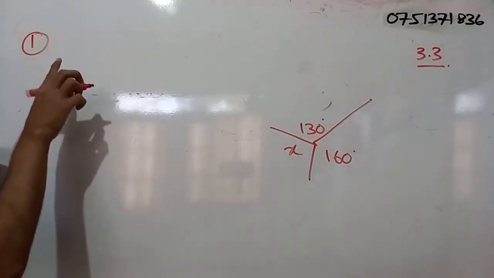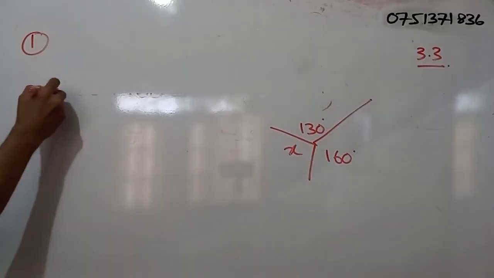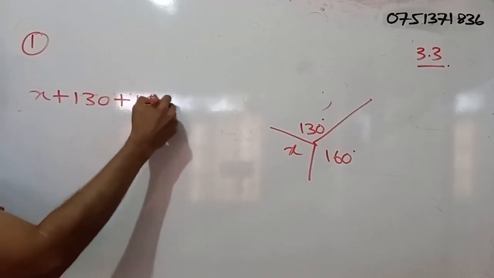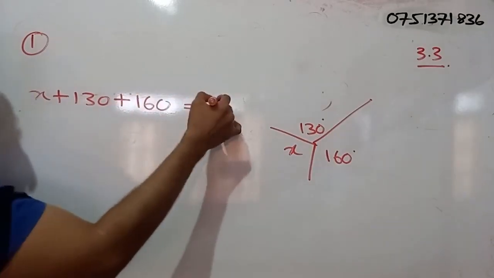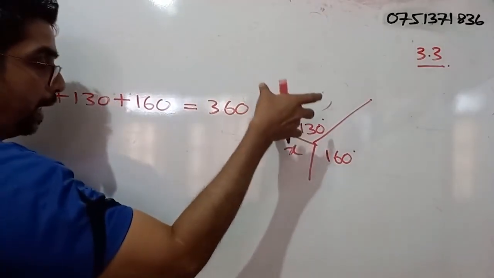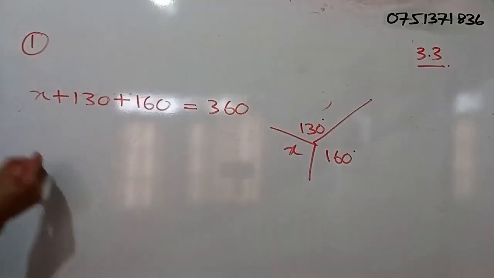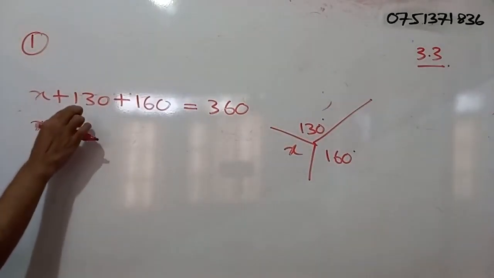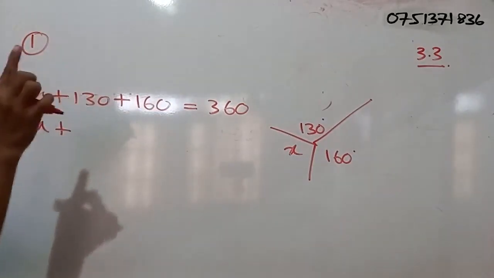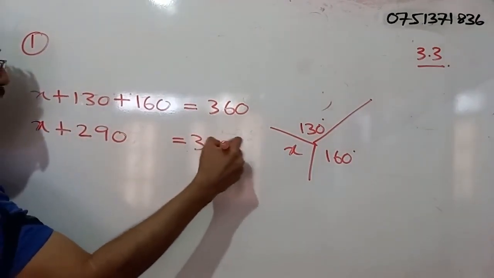Right. Question number 1. Find the value of x. So this is a diagram. So we can write x plus 130 plus 160 is equal to 360. Within brackets we write: adjacent angles around a point. Right? So x plus 100 plus 100, we know that is 200. 30 plus 60, we know that is 90. So we get 290 equal to 360.